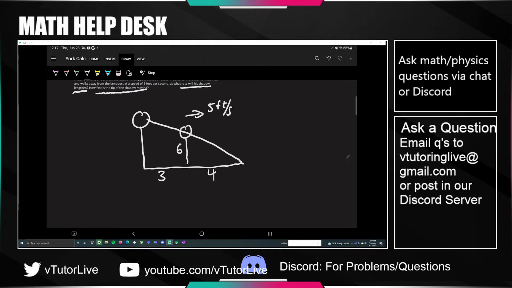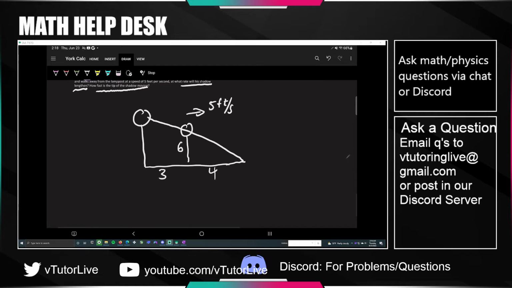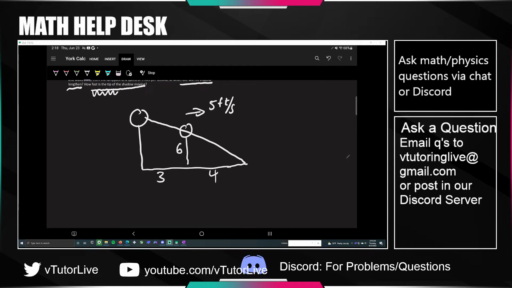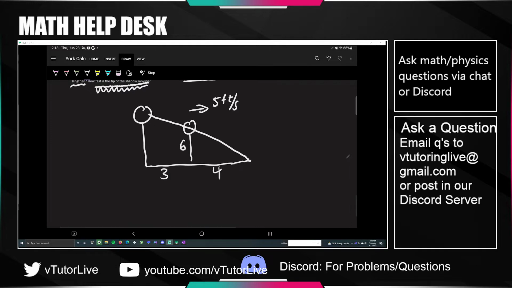You can try to visualize this yourself a little bit, but the idea is that the man is moving at some speed, right? And the shadow is also lengthening. Those two things put together equal how fast the tip of the shadow is moving. The speed of the tip of the shadow has these two components: the rate the man is moving, as well as the rate of the shadow. So let's think about that a little bit.